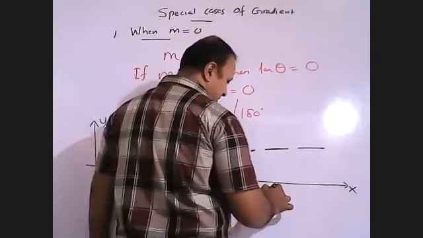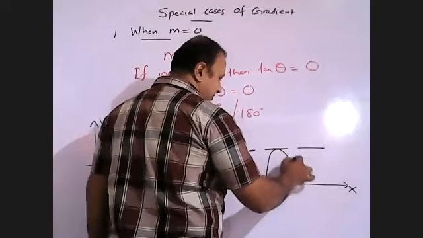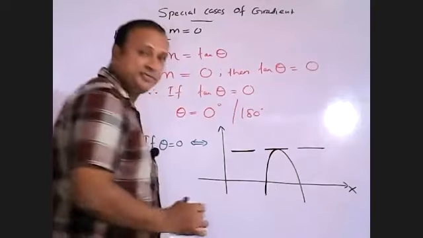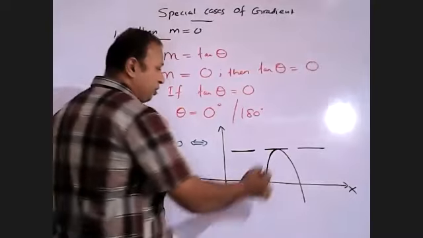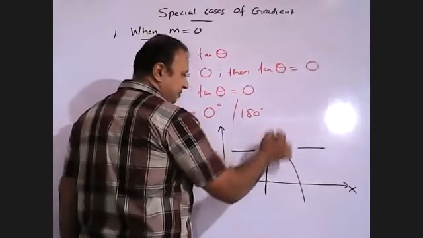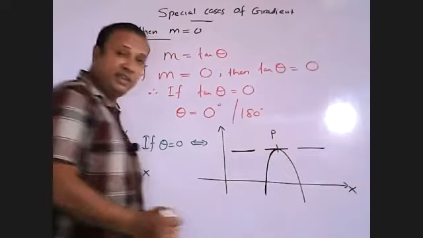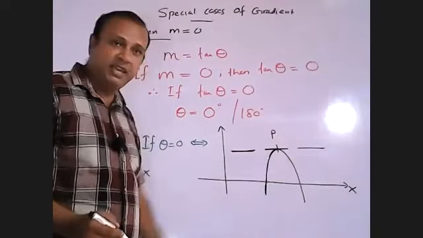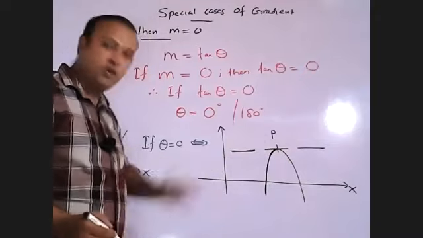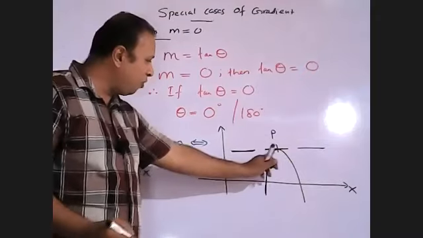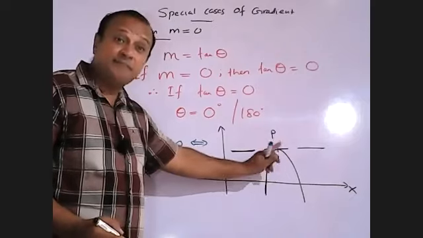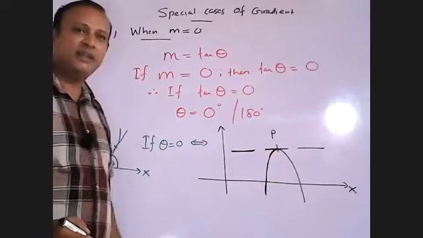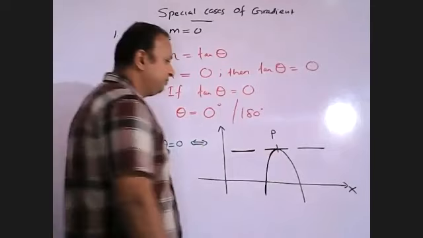Suppose there is a graph like this. If I draw a tangent at point P, it is parallel to the x-axis. Therefore, the gradient at point P is 0.